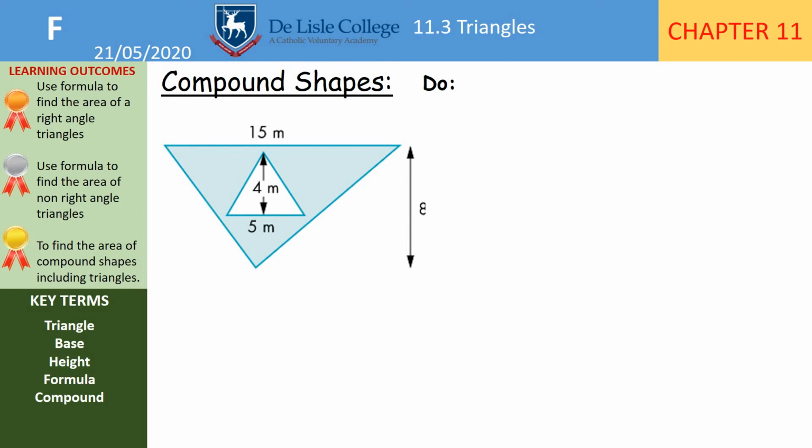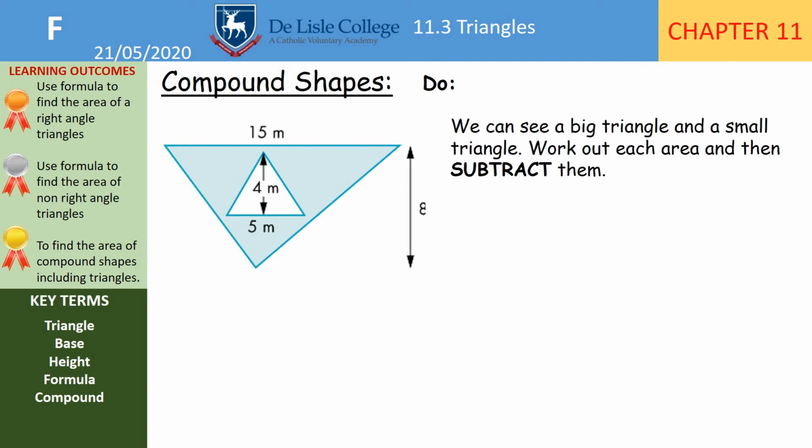Okay, here's another one. Ooh, no rectangles in sight. That's an 8, by the way, on the side on the right there that we can't see particularly well. Okay, we've got a big triangle and a little triangle. It's going to be worked in the same way as before though. We're going to work out the area of the big triangle and the little triangle and then subtract them.